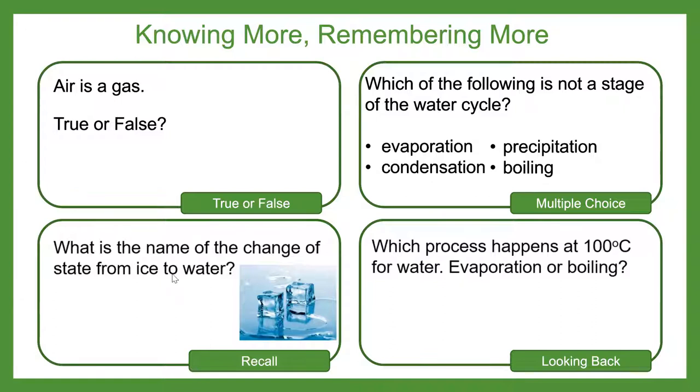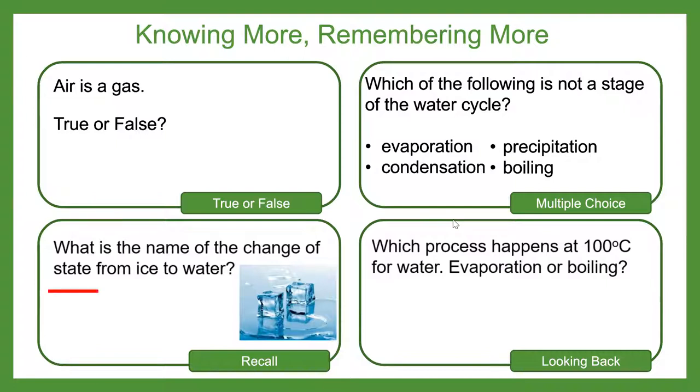Question three: what is the name of the change of state from ice to water? Pause the video and answer that question there. And the last one: which process happens at 100 degrees Celsius for water? Is it evaporation or boiling? Okay, so pause the video, make sure you've answered those questions before we go on to the answers.